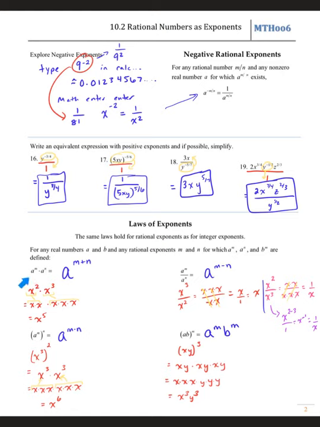So the first one, if you have the same base that are being multiplied together, think of it as x squared times x cubed. If you were to expand these into 2 x's and 3 x's, you would add those exponents to get 5. So the rule here is to add the exponents when you're multiplying two of the same base.